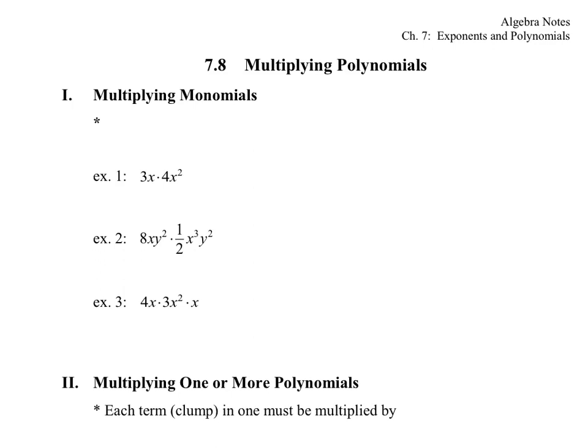All right, so we just got done adding and subtracting polynomials. Now we're going to start multiplying them. We're going to start out with monomials, which are just the things with one term, like that and like that. So multiplying monomials. So we really have two parts.